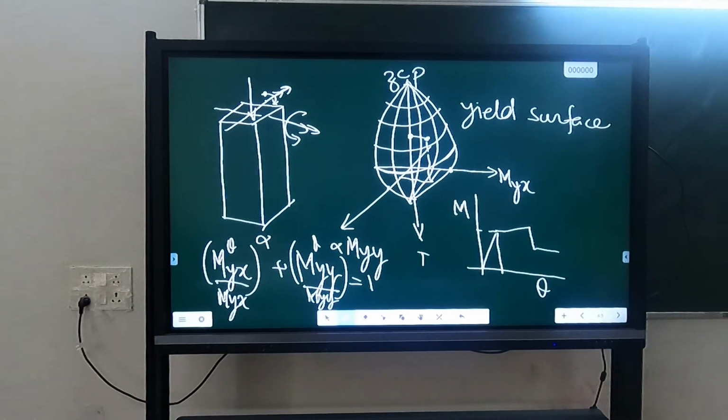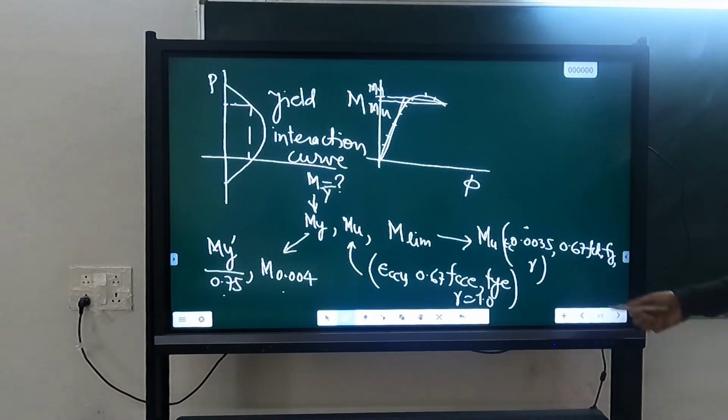So there also we have considered interaction. We have considered there a design PM interaction surface. So that was our design surface. That was neither yield nor ultimate. That was the design moment which we are using in our design, because that was calculated considering 0.0035 strain, 0.67 FCK, Fy and gamma. So that's how that surface which is given in SP16 we have.